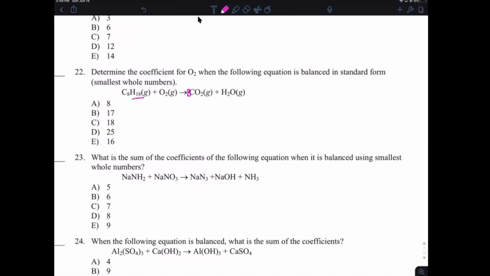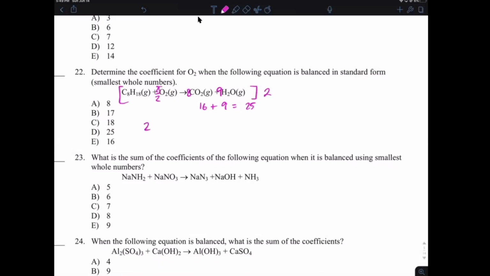So there's 18 on this side. To match that, we should put 9 there. And now we just have to do the O's. So there are 16 and then 9, that's 25. So let's put 25 over 2 there. And then this works, I think. We just have to multiply everything by 2.